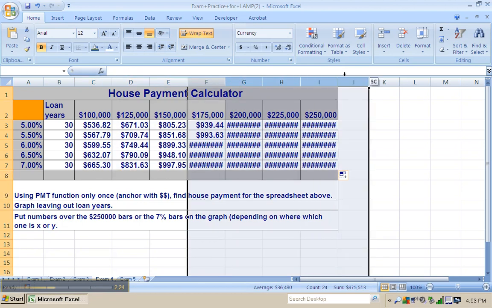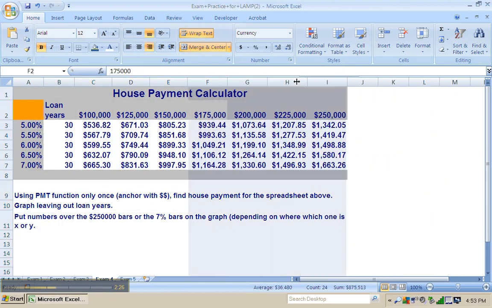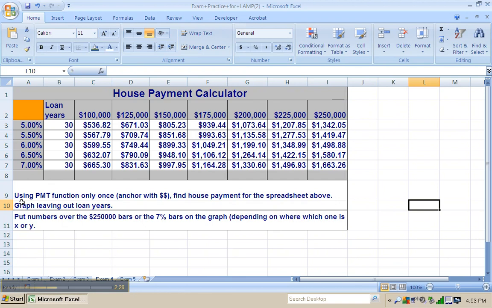I think if I go like this, I can do these all at once. Sure enough. So now you've got the various payments. For a $250,000 house, it's going to be $1,663 at 7%, or $500, the least is that. And then you know how to do the graph.